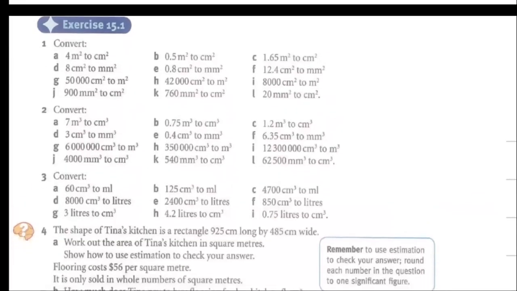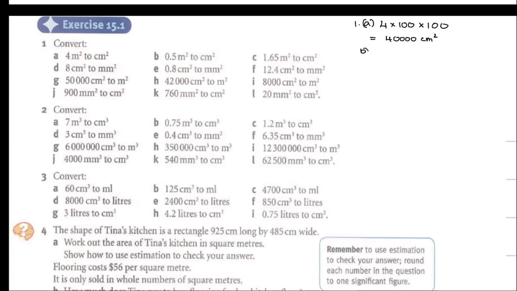Exercise 15.1, convert square meter to square centimeter. Number 1A is actually fairly easy. We're converting square meters to square centimeters. So 4 multiplied by 100 multiplied by 100 equals 4 followed by 4 zeros, square centimeters. It's easy as that, because converting 1 meter to centimeter is 100, so since it is squared, we just need to multiply it twice.